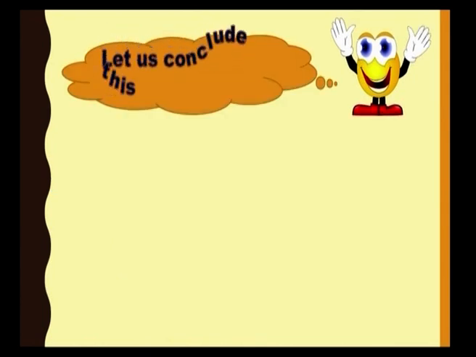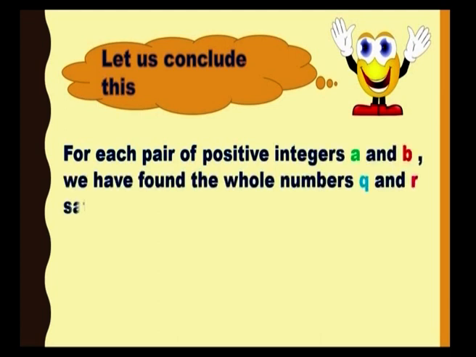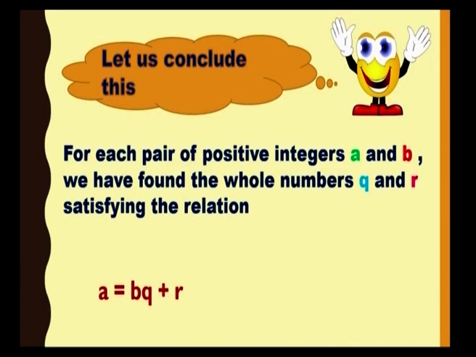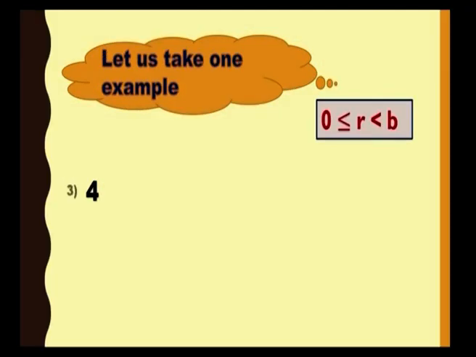Let us conclude this. For each pair of positive integers A and B, we have found the whole numbers Q and R satisfying the relation A is equal to BQ plus R, where 0 is less than or equal to R less than B. Let us take one example. 4 divided by 3, we get 1 as quotient, 3 ones are 3, 4 minus 3 will be 1. Here 1 is the remainder and 1 is the quotient, 4 is the dividend and 3 is the divisor.